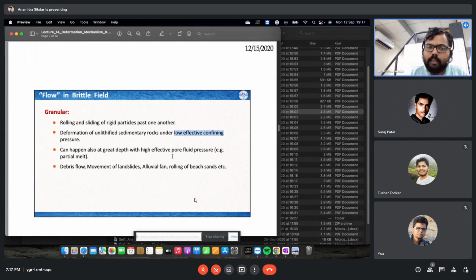But when you go inside, into the depth, the granular flow to happen is not easy. So there is high effective confining pressure, and for granular flow to happen you need to lose the cohesion first. That is not possible, but it is only possible when you have a high pore pressure. So what will happen, the pore will exert some pressure.